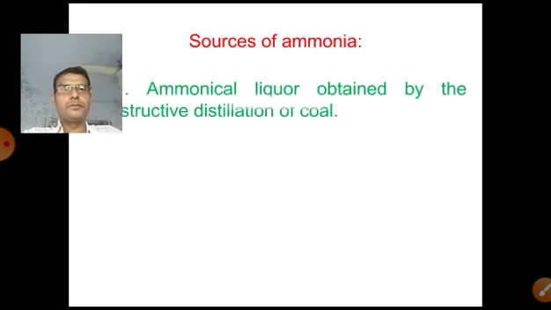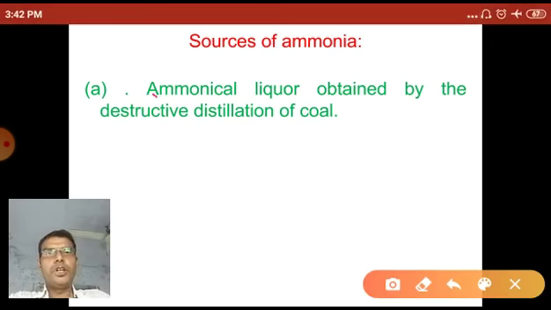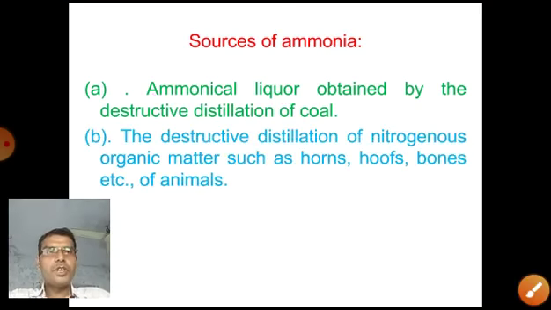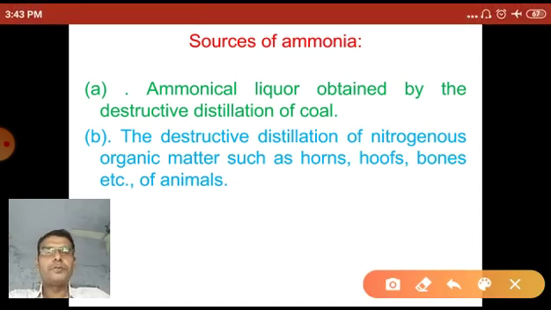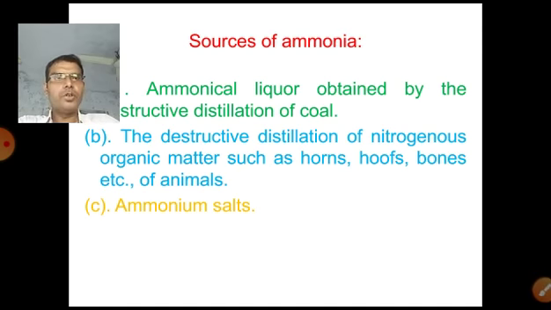Now the sources of ammonia. Generally, ammonia is obtained from the destructive distillation of coal, which gives ammoniacal liquor. Ammonia can also be obtained by the destructive distillation of nitrogenous organic matter such as horn, hoof, bones, etc. of animals. Another source of ammonia is ammoniacal salts.